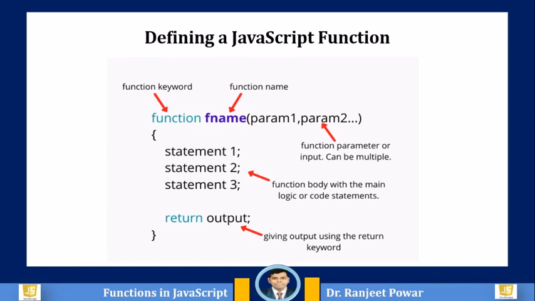And the next is the return keyword, which tells the browser to return a value from the function definition to the statement that called the function. Not all functions return a value, which means return is an optional part of the function.